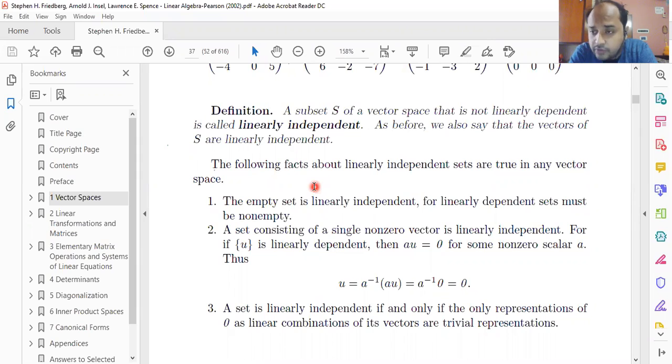So AU becomes zero vector. Now you multiply, since A is non-zero, we can express the vector u in this manner. We can write it as A inverse into AU. Now A inverse into AU means what? We have already got AU equal to 0. So A inverse 0 gives you 0. So U is actually becoming the zero vector, but this contradicts our assumption about U.